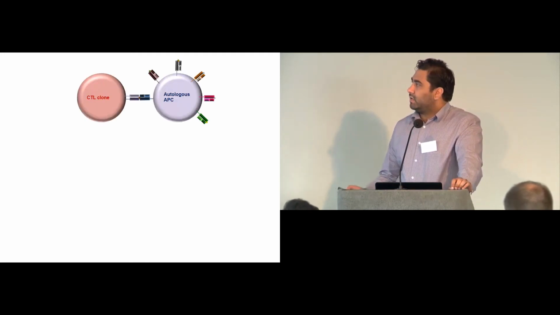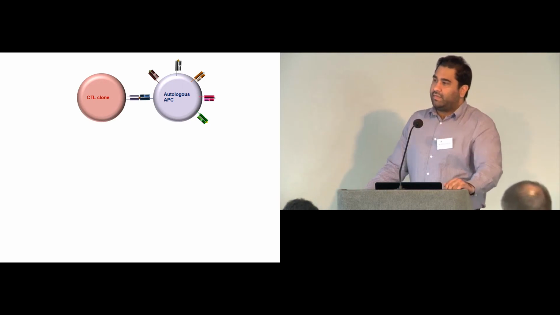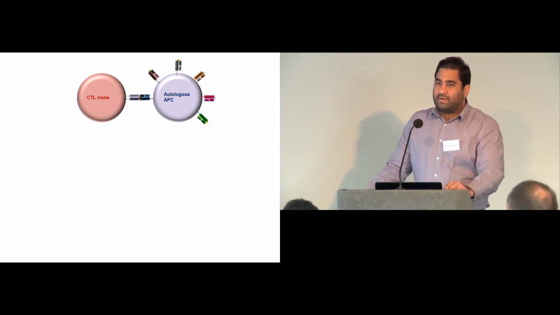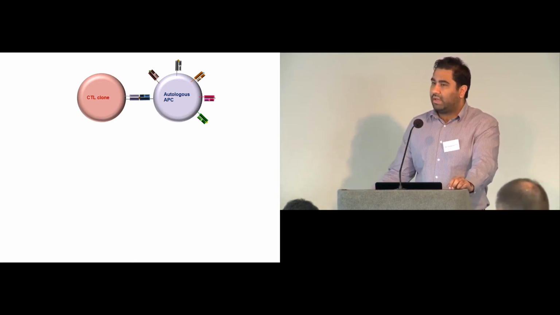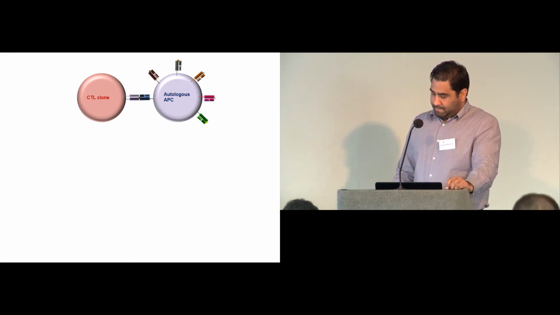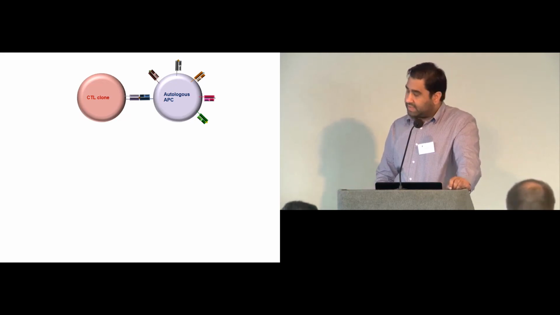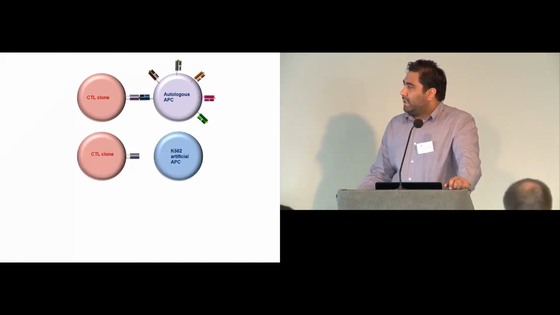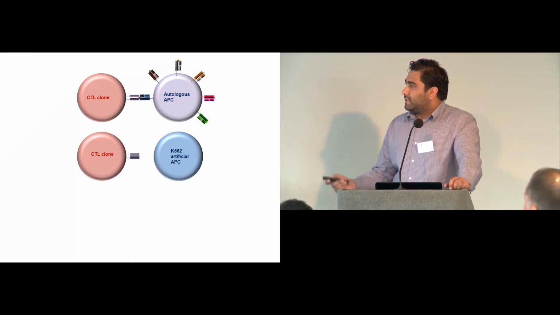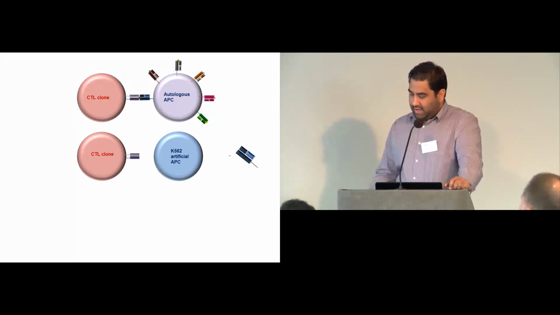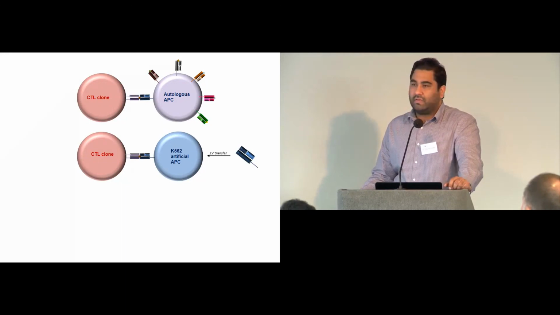The first and perhaps most obvious is to use our expanded CTL clones from a patient or a donor, and then screen them against autologous APCs that have been transduced with the Minigene-reporter viruses of interest. And so far I've been working with autologous B cells to do this. However, it's not always possible to get large enough numbers of autologous APC to do these high-throughput experiments. So as a second alternative, I've been testing out CTL clones against artificial APCs that are derived from the K562 cell line and have been lentivirally provided with the relevant HLA allele coding sequence.